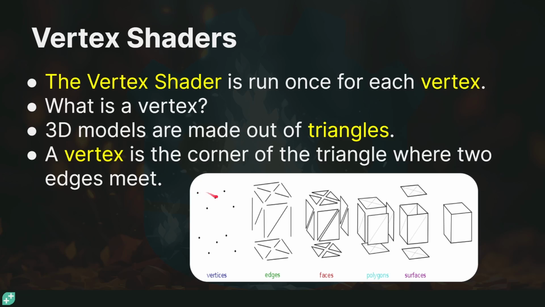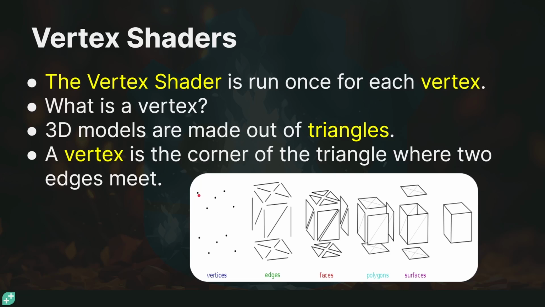We can connect these points in space in order to get triangles, and then we can assemble the triangles to get the final 3D shape or model. So that's what a vertex is. It's simply a point in space that the GPU uses to draw triangles. And the vertex shader is run for each one of these vertices.